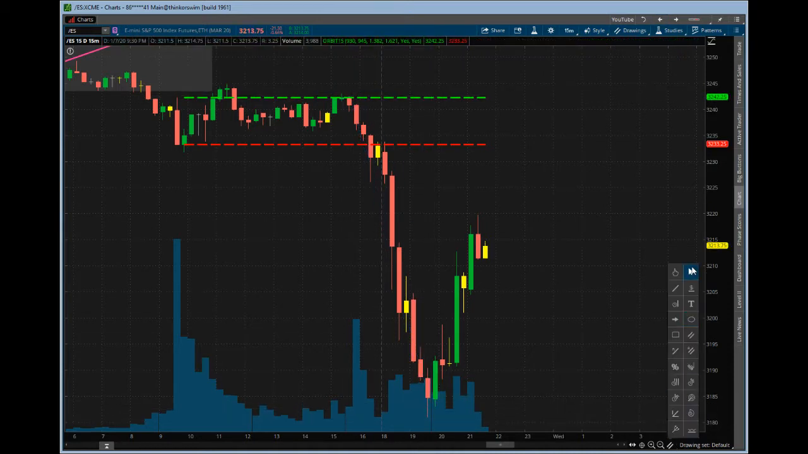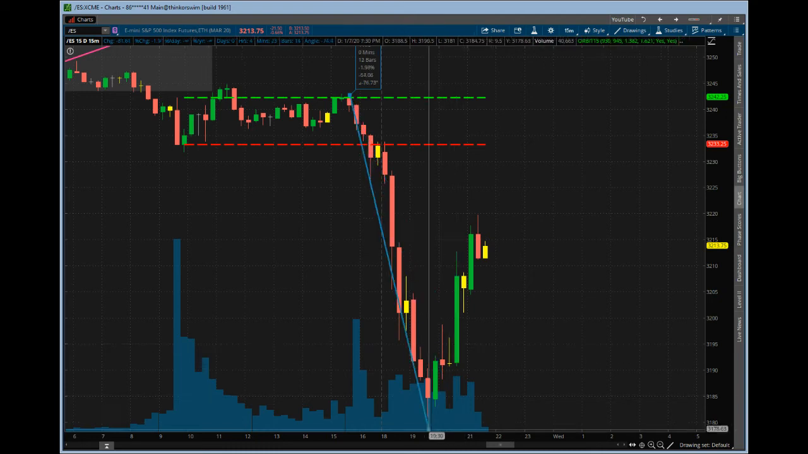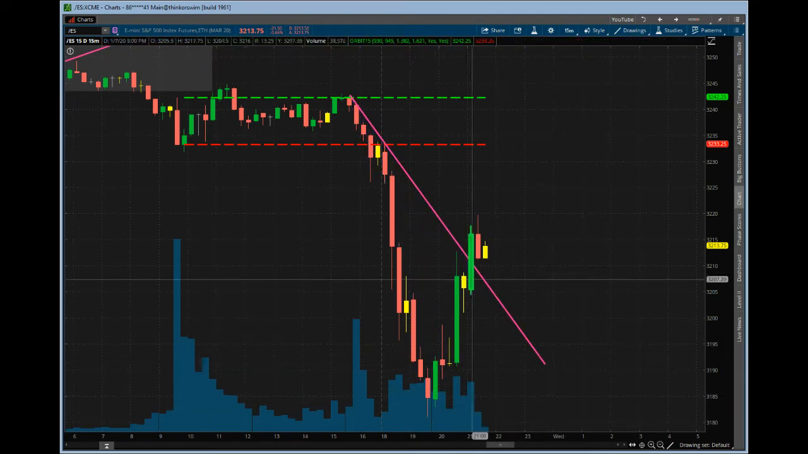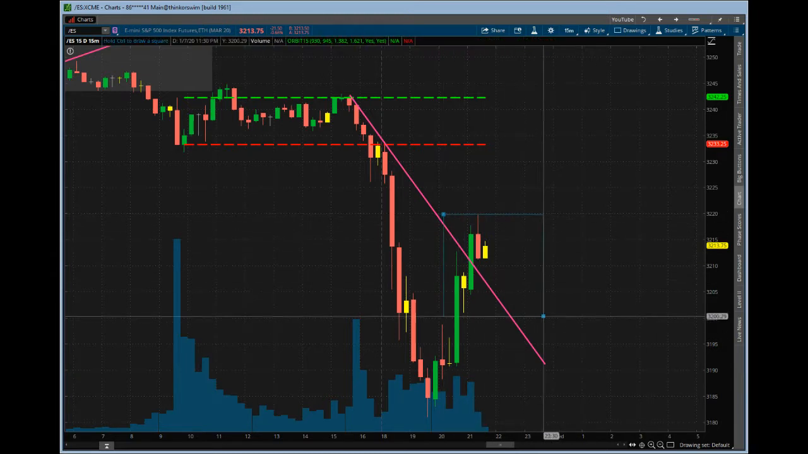Pull up the trend lines. You can use this trend line right here. There's your lows. There's your levels. So we broke this downward trend line here just now. Now we have a trend box here, from here to these lows.